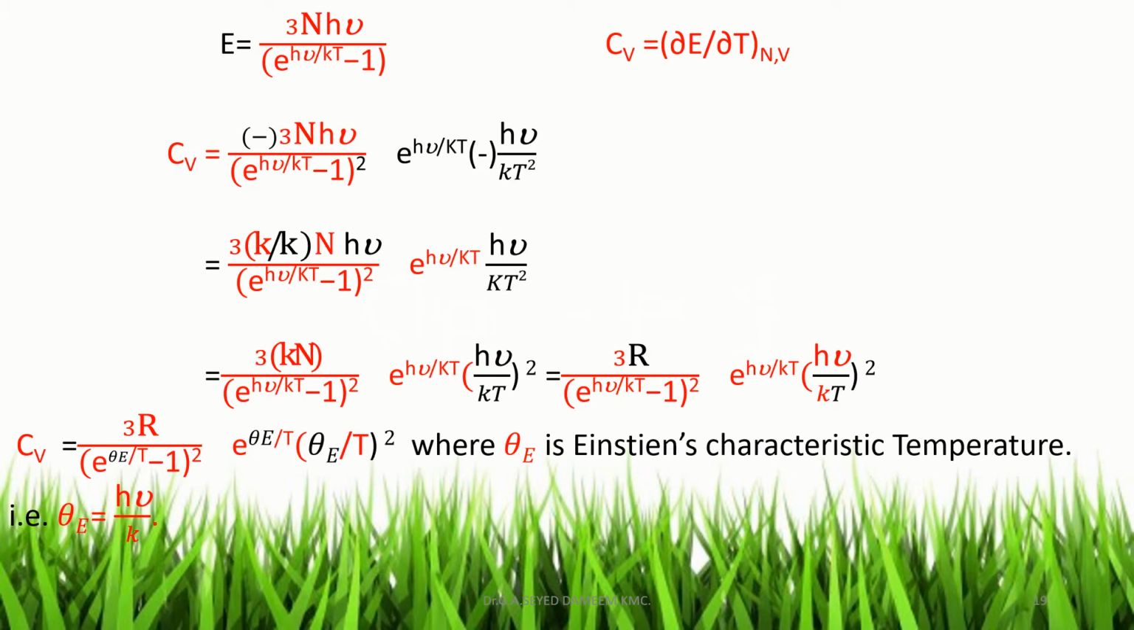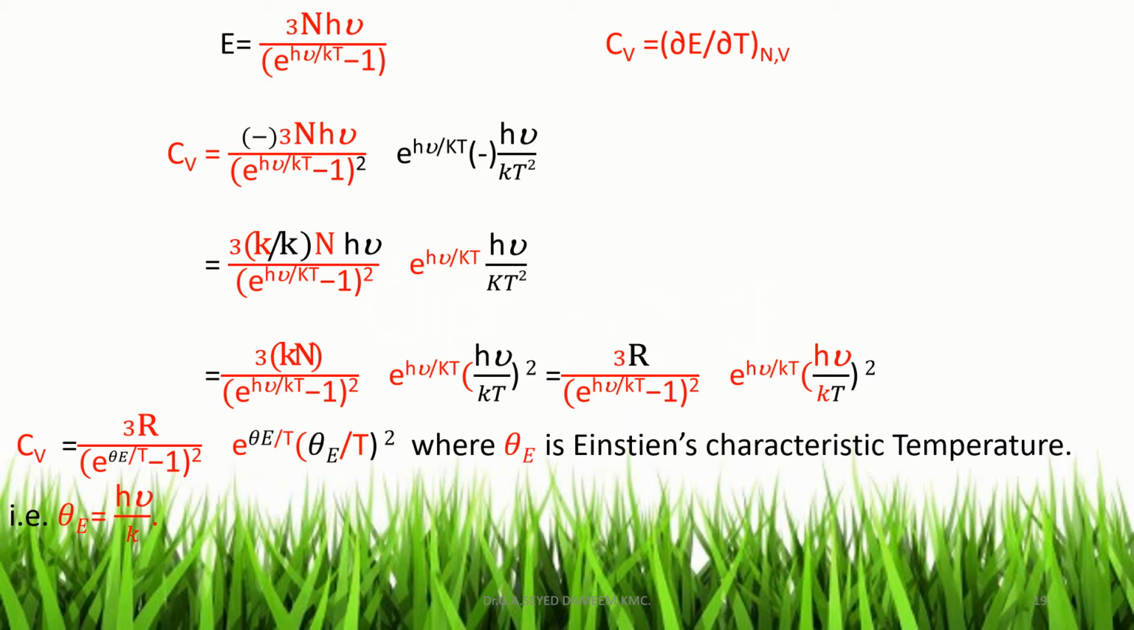Now on differentiating the energy equation with respect to temperature, we get the equation for the heat capacity of solids. The energy equation is E is equal to 3N h nu divided by e power h nu by kT minus 1. Differentiating this equation with temperature, and the temperature is in the denominator function, the first differentiation is minus 1 by function square. That is why we get minus 3N h nu divided by e power h nu by kT minus 1 whole square. And differentiating e power h nu by kT minus 1, that is e power h nu by kT first, and then differentiating h nu by kT, we get minus h nu by kT square.